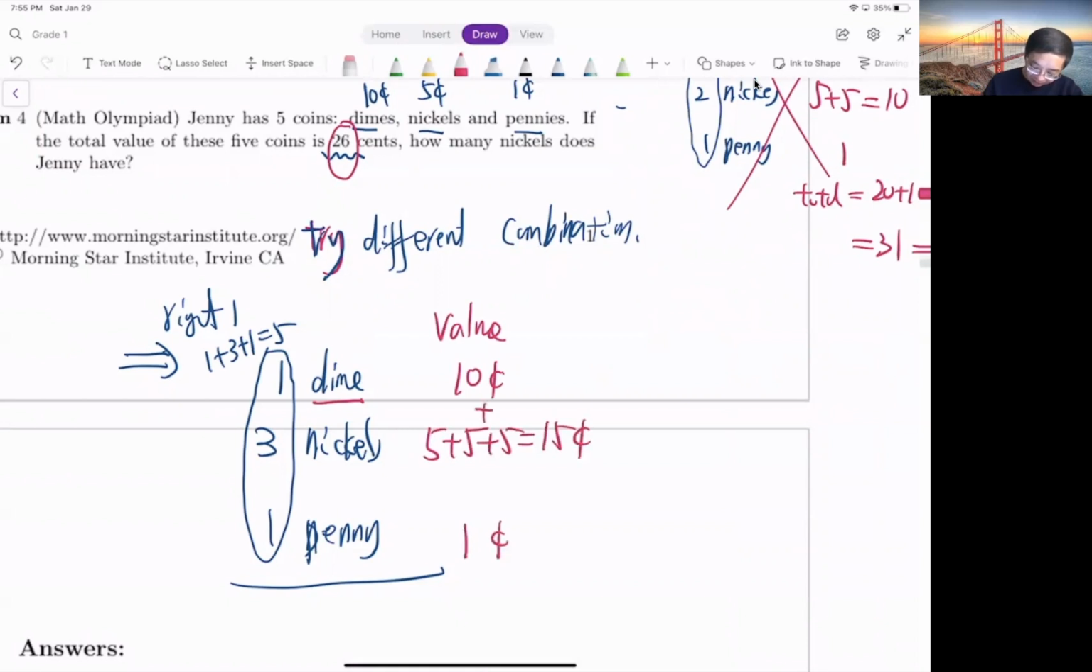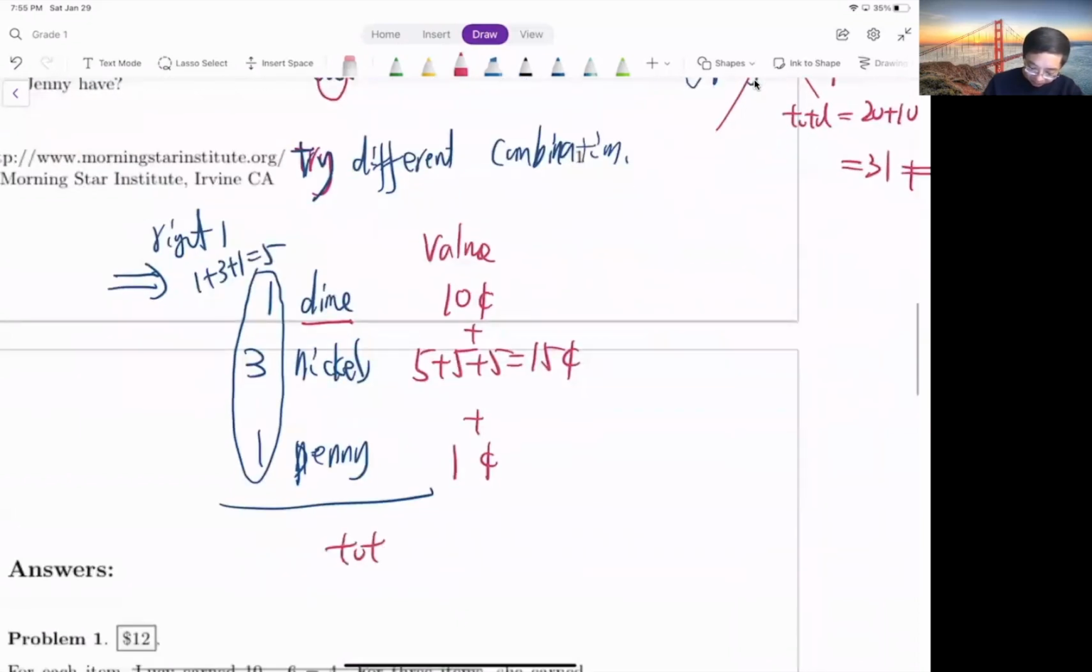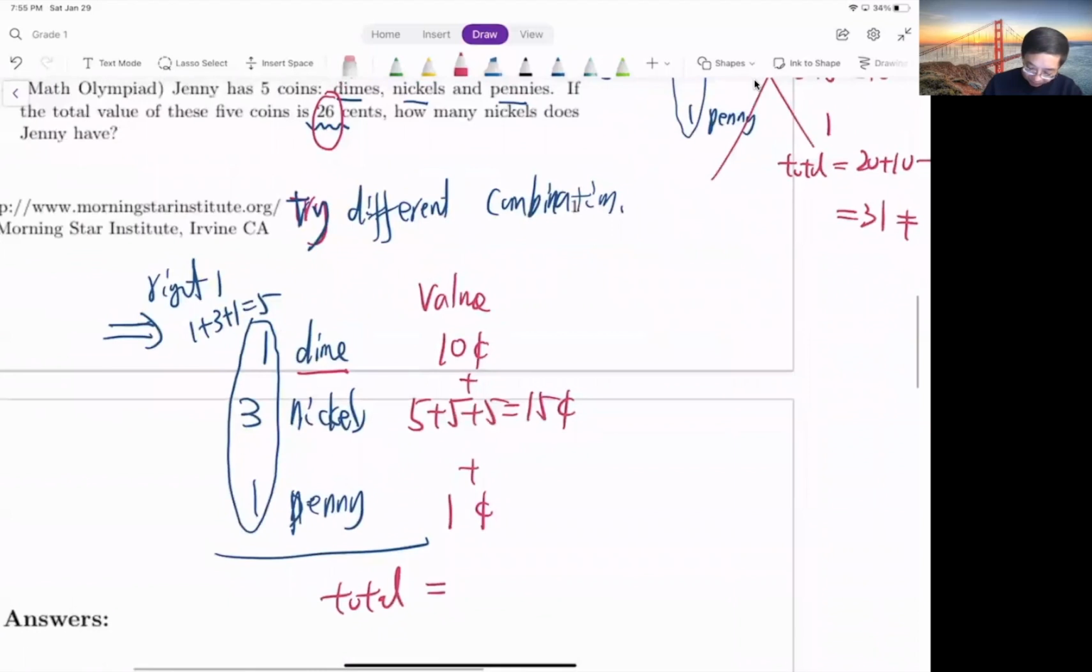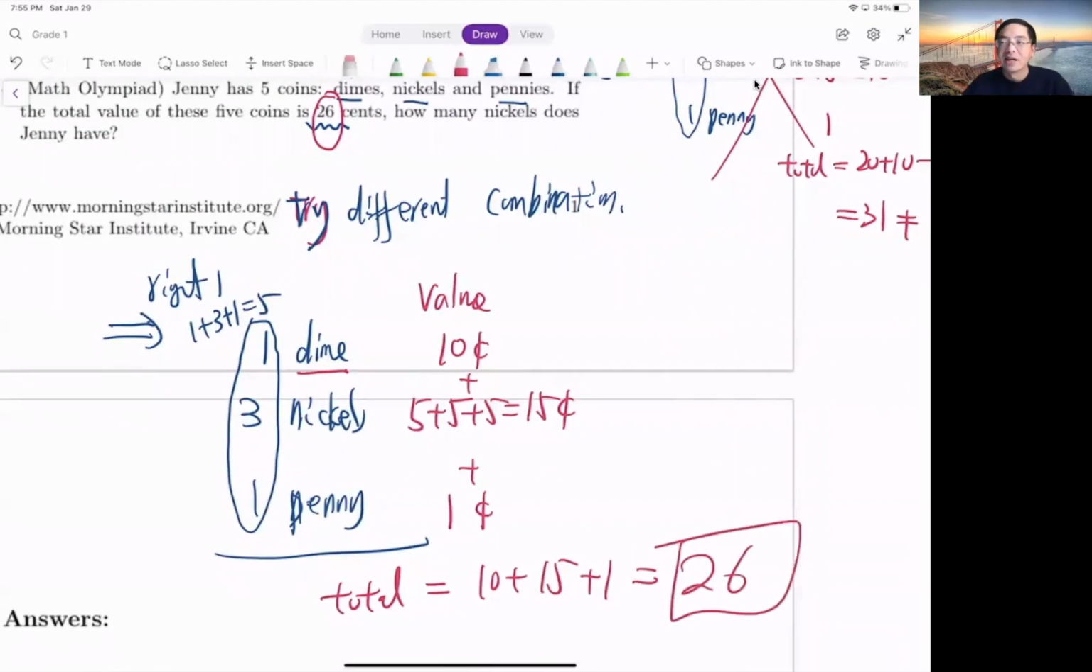All right, so let's add them together. So the total value will be 10 plus 15 plus 1, which is 26. Okay, great. That's exactly what we need. So what's the right combination? The right combination is 1 dime, 3 nickels, and 1 penny. And the question asks, how many nickels do we have? So the number of nickels is 3. That's the answer.